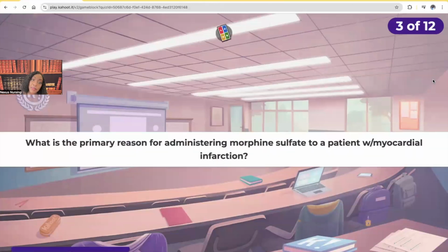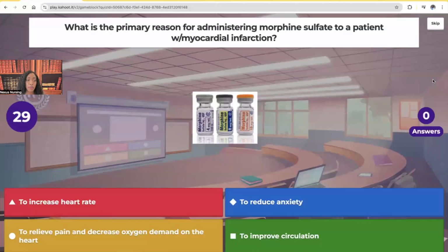All right, what is the primary reason for administering morphine sulfate to a patient with myocardial infarction? Here are your options: to increase the heart rate, to reduce anxiety, to relieve the pain and decrease oxygen demand on the heart, or to improve circulation.